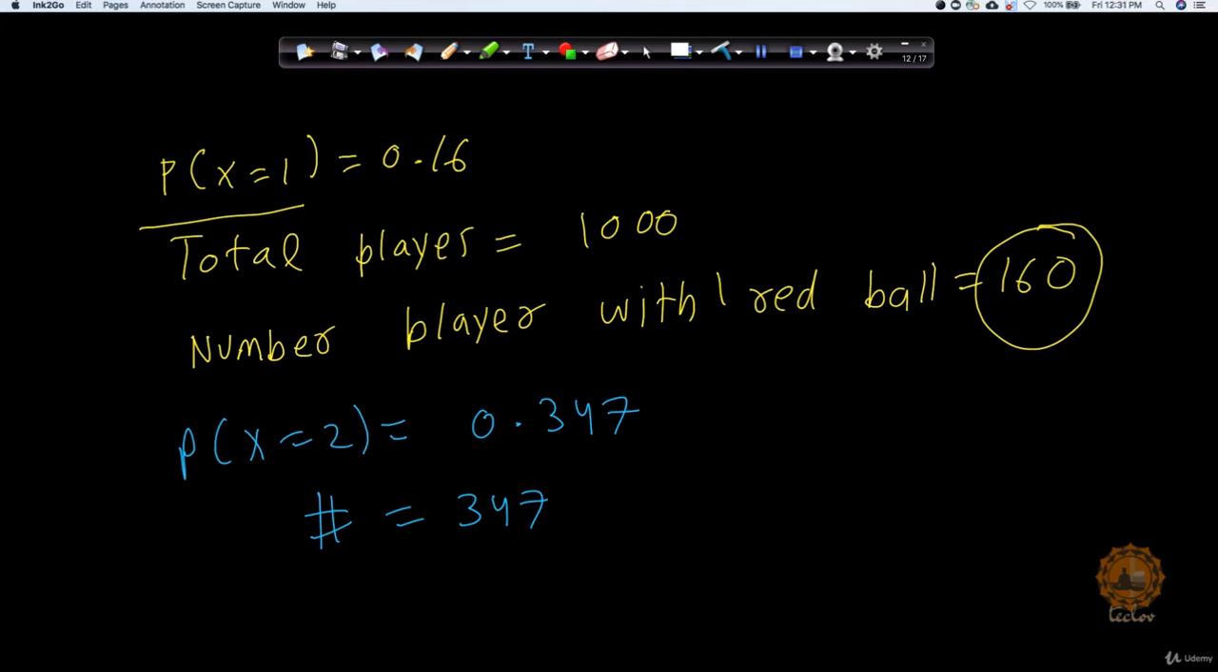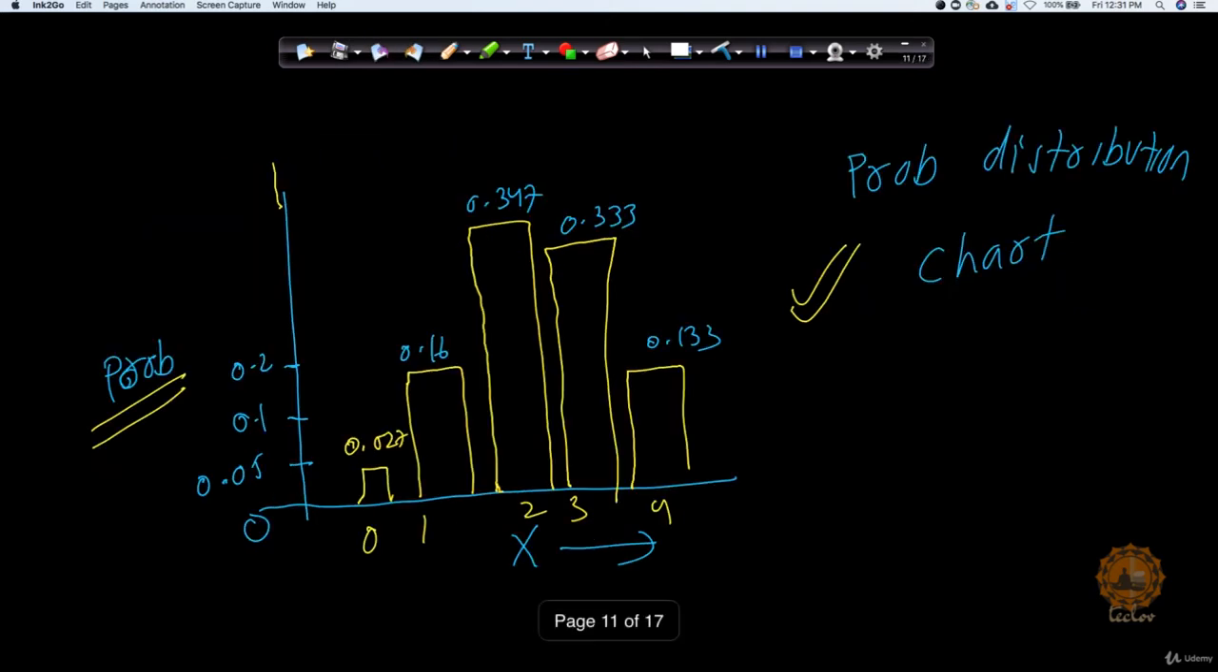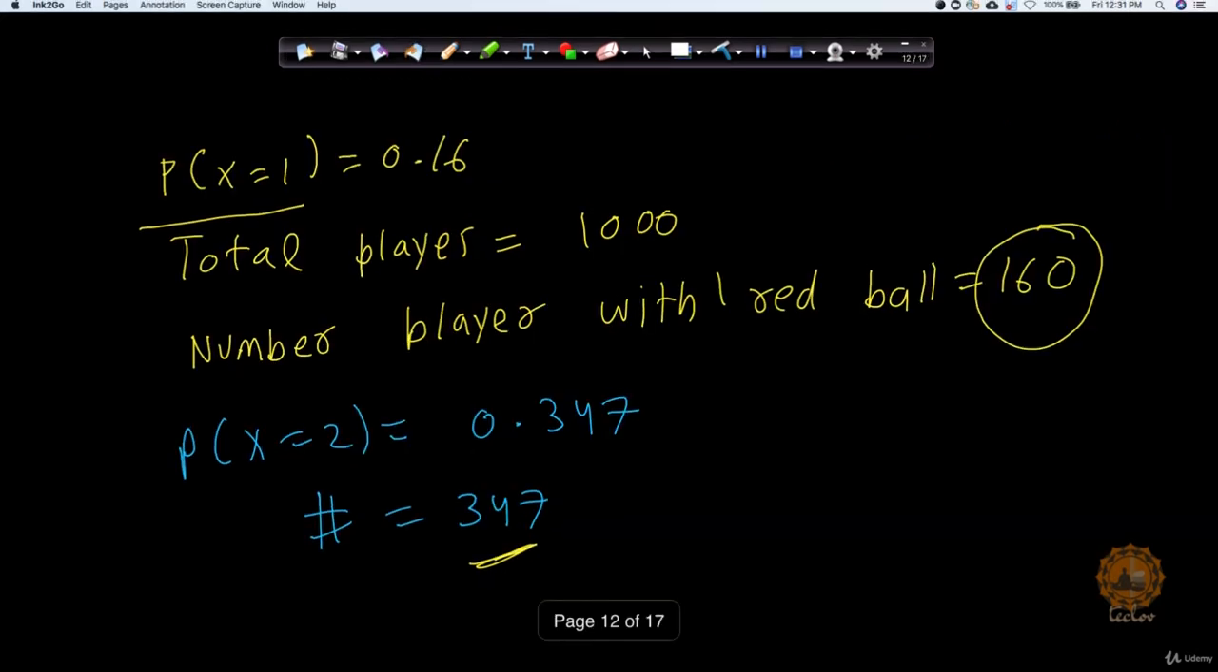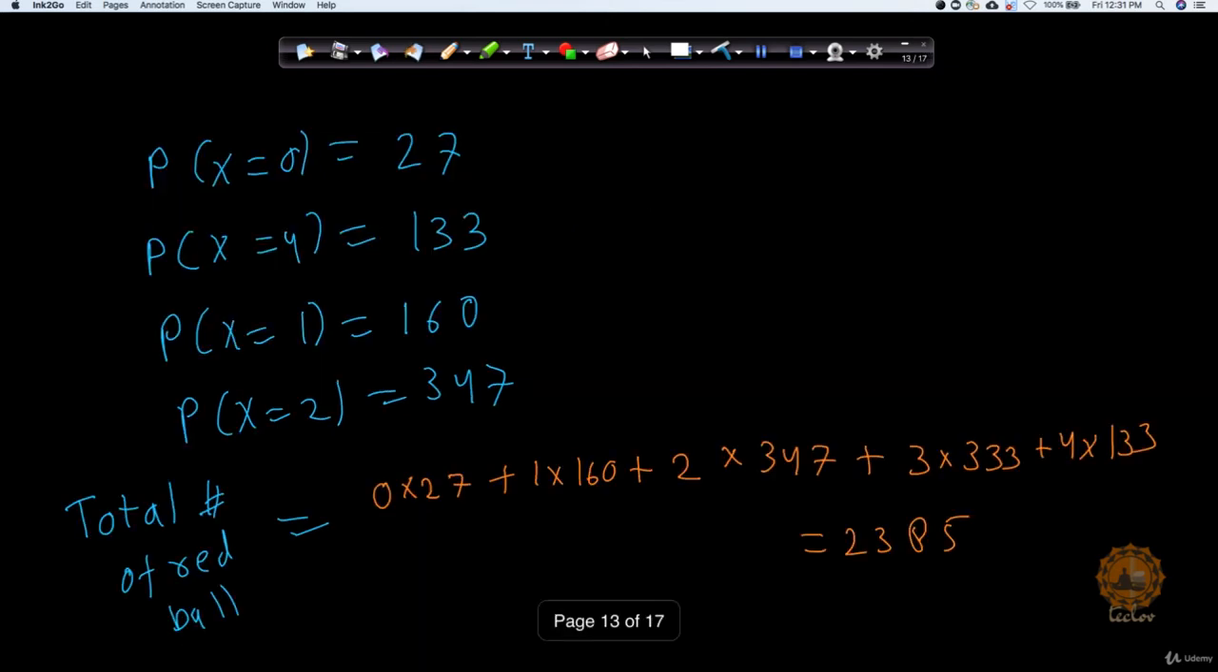Similarly, there will be 347 people, because the probability that x is equal to 2 came out to be 0.347. That means there will be roughly 347 people who will be getting two red balls. We are going to get the same for all the remaining values as well. So we can see all these possibilities.